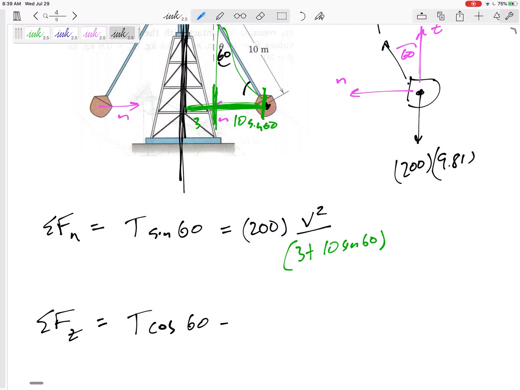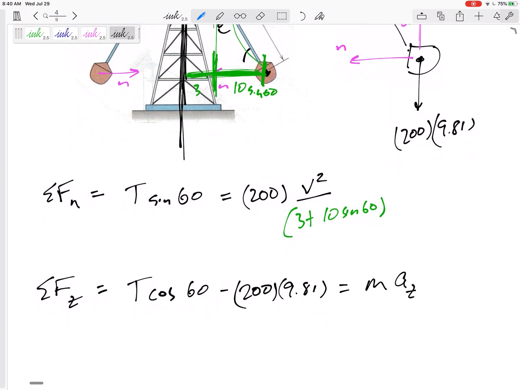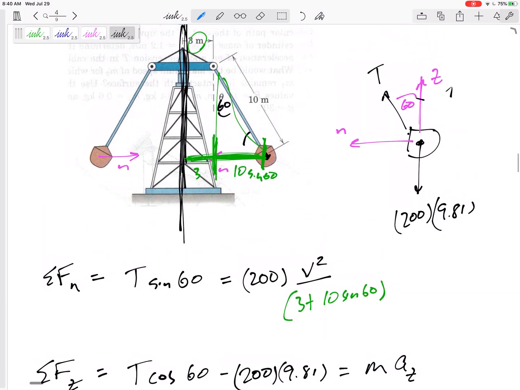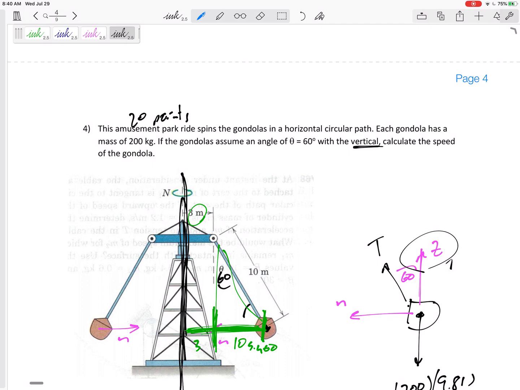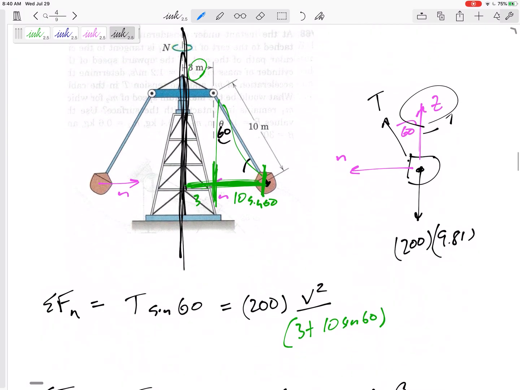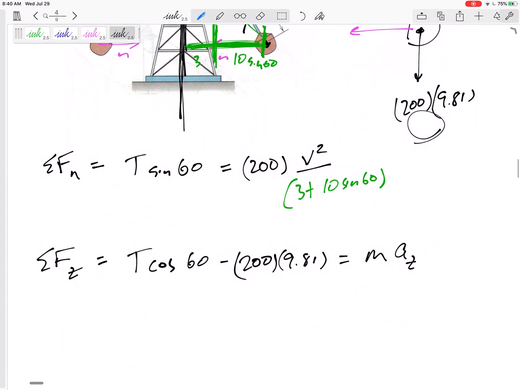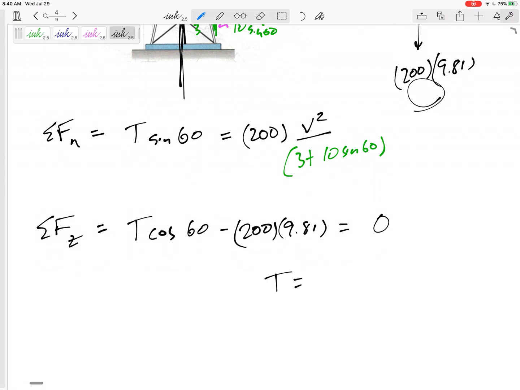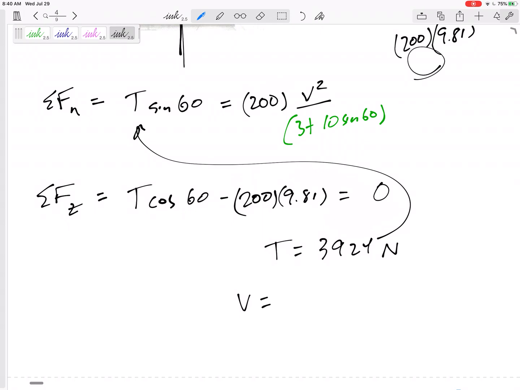T cosine 60 is pointed up, and then the weight, 200 times 9.81, all of it is pointed down, and that equals M A Z. Is it accelerating in the Z direction if it is going in a horizontal circular path? It's not going up, it's not going down. No. So this is 0 acceleration in the Z direction. All right, so then I can get the tension, 39.24 newtons. Plug that back in up there, and I would get the velocity, 14.07 meters per second.